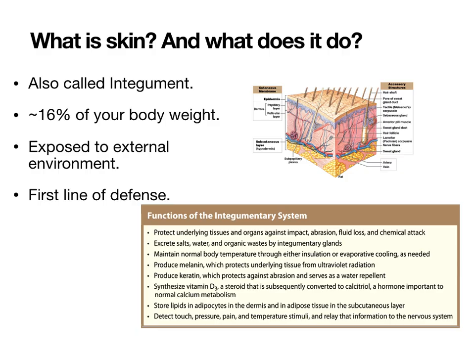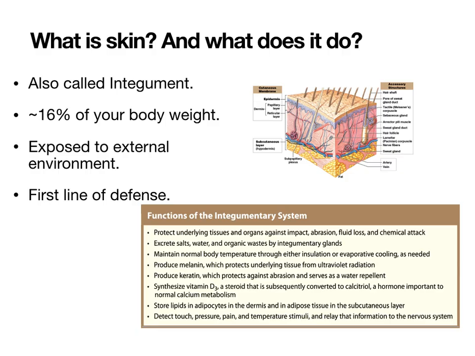Important functions of our skin are protection of the underlying tissues and organs against impact, abrasion, fluid loss, and chemical attack. It excretes salts, water, and organic waste by the glands. It maintains normal body temperature through either insulation or evaporation for cooling as needed. So depending on the weather outside, it's either going to be hot or cold. Cold is insulation, and obviously hot, we have evaporation with our sweating through our glands.